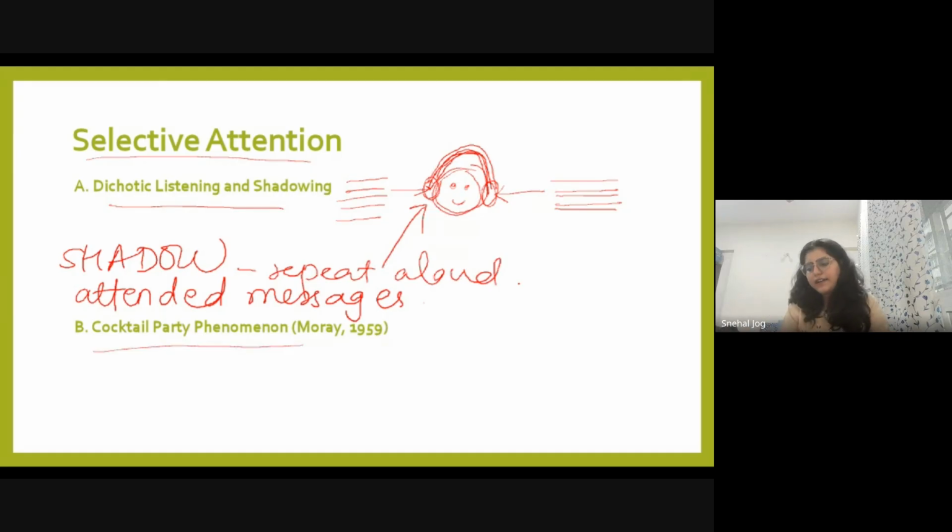Then you have the cocktail party phenomenon, very, very popular. Moray had given this phenomenon. So basically, what is that? Now I want you to imagine a scenario. Let's say you are at a party, your bachelor's convocation party or farewell party, any party. So there are going to be a lot of students, right? But all of us have our own group with whom we usually hang out. So even if the entire batch is there, you're going to be hanging out with a few of your friends.